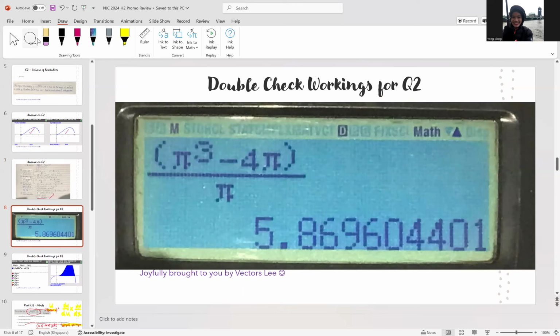It's easier to divide by pi because when you find the volume of revolution, you are supposed to multiply by pi. But then again, the GC cannot find a definite volume of revolution for you. It can only find the definite integral of the area under the curve. So what I treated it as was a definite integral of y squared with respect to x without the pi inside, and that is the reason why I divided by pi.